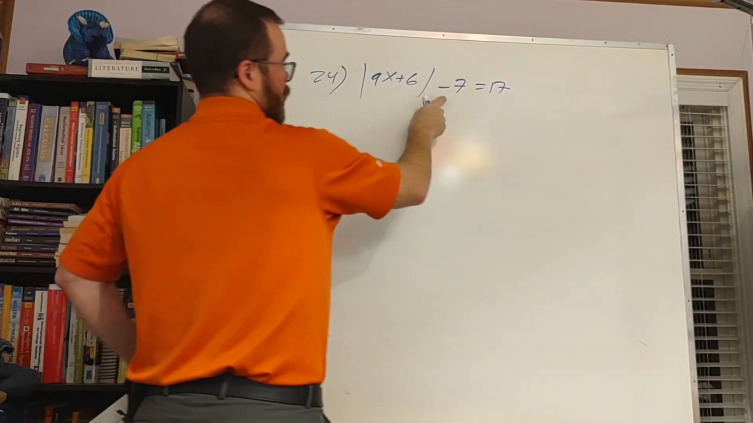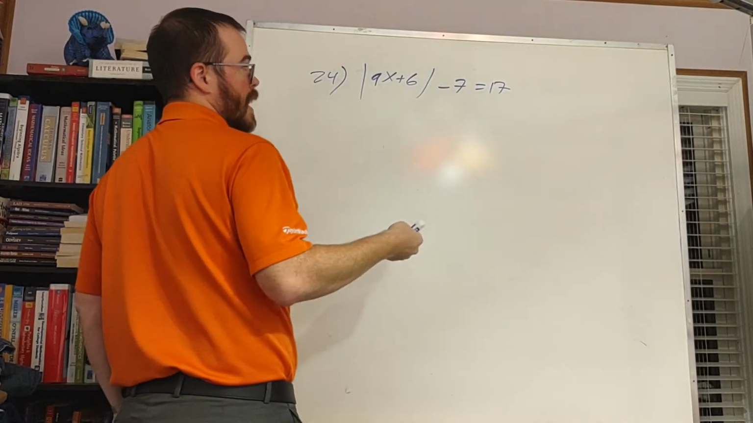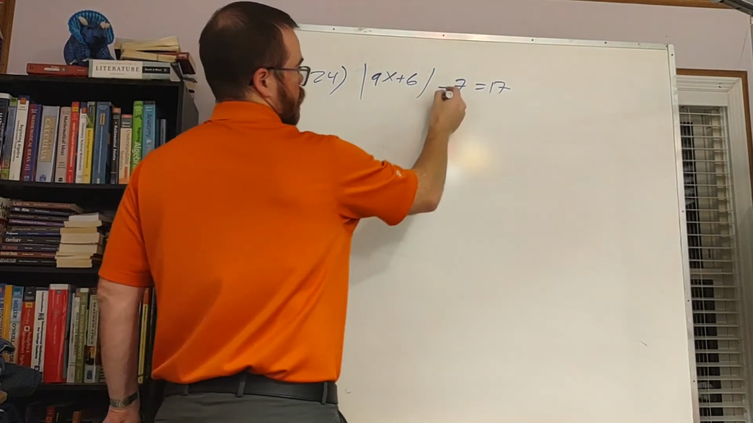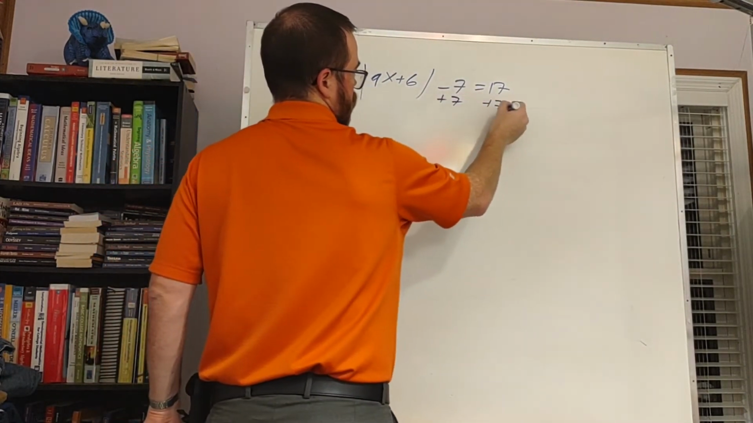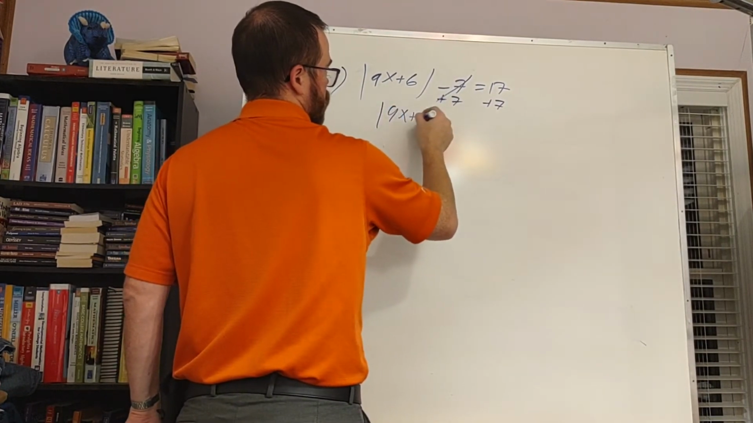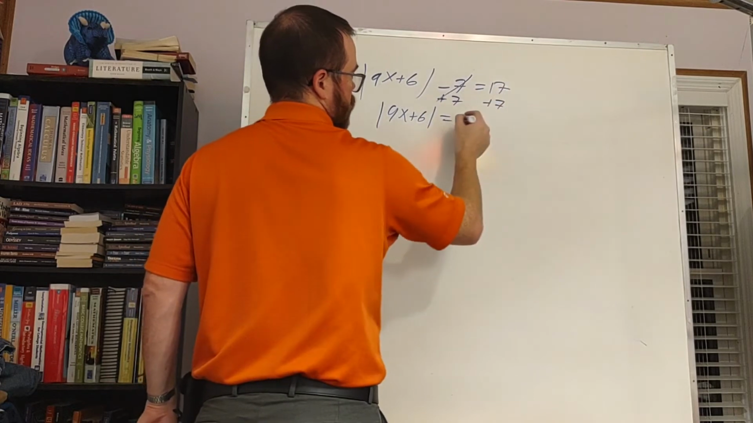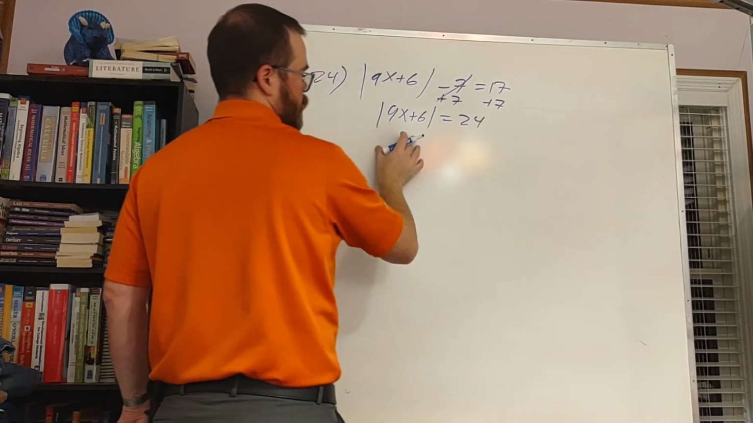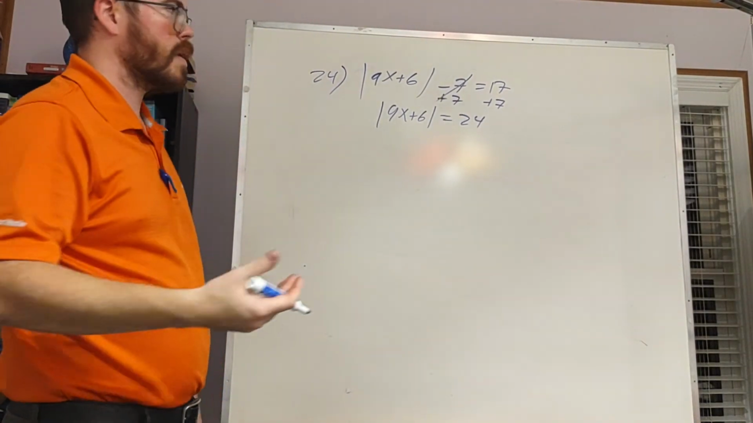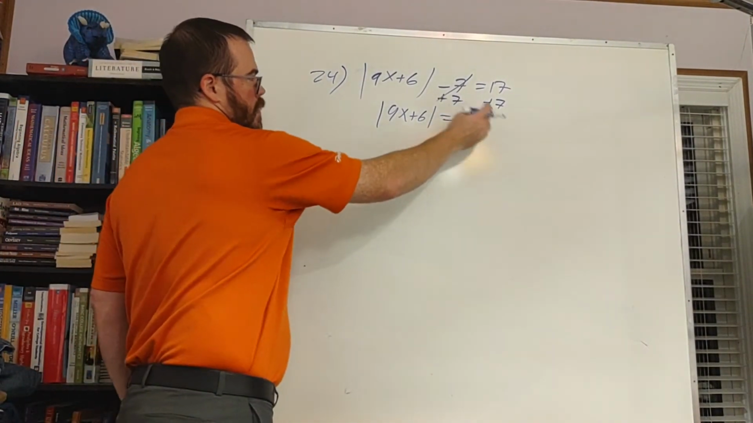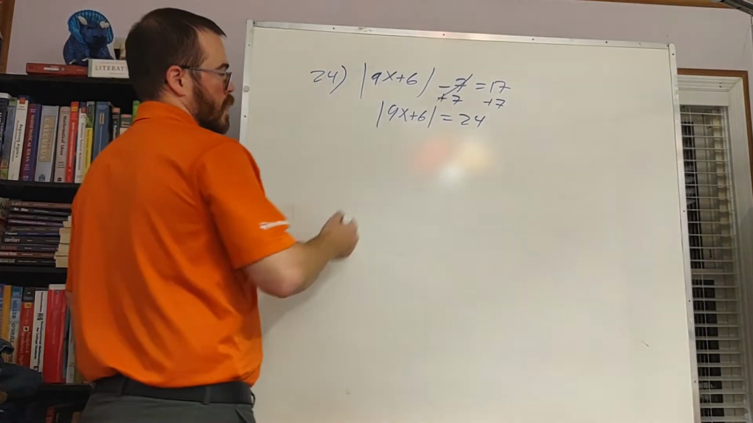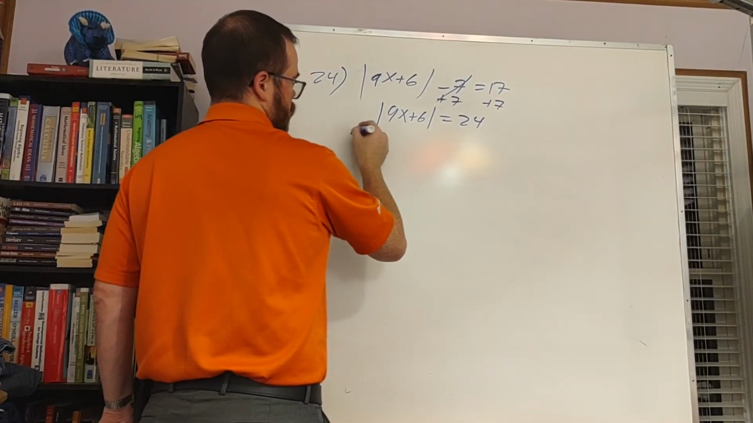So once again we want to isolate this absolute value first. So we're going to add 7 to both sides, so that's going to go away. So we've got absolute value 9x plus 6, and 17 plus 7 is 24. So now we see this is going to give us a positive, so that's okay. We don't have a negative over here, so we don't have the situation where it's no solution. Okay, so we're thinking positive case.